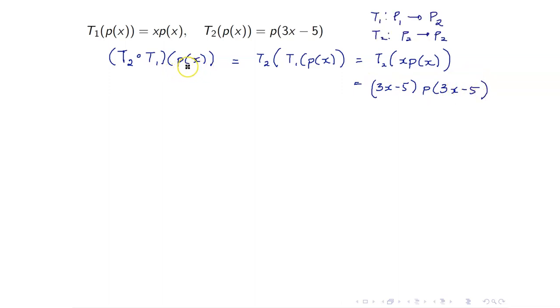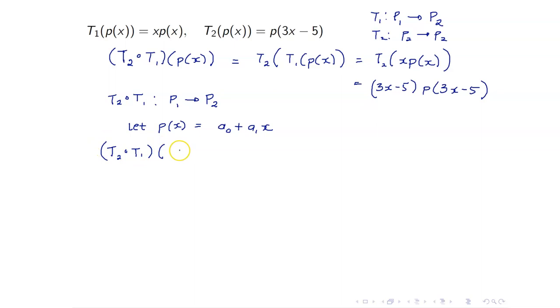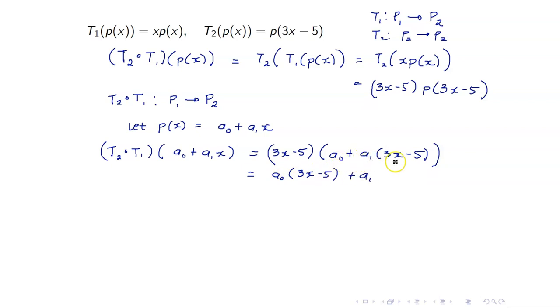Now, what is p of x here? Take note that T2 circle T1 is from P1 to P2. So, therefore, this polynomial here is an element in P1. So, let us call this p of x a0 plus a1x, because P1 is the set of polynomials with degree less than or equal to 1. So therefore, we have T2 circle T1 of this polynomial, a0 plus a1x, is equal to 3x minus 5 times this one, wherein I replace x by 3x minus 5. So we have a0 plus a1 times 3x minus 5. Hence, this is a0 times 3x minus 5 plus a1 times 3x minus 5 squared.